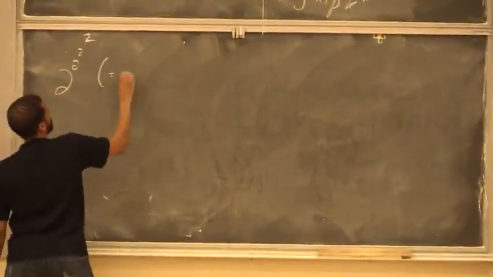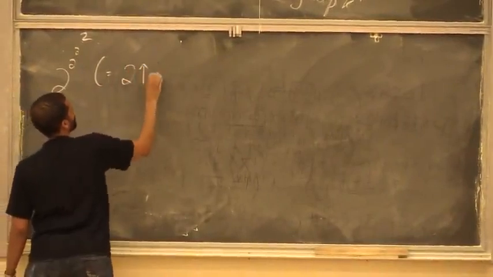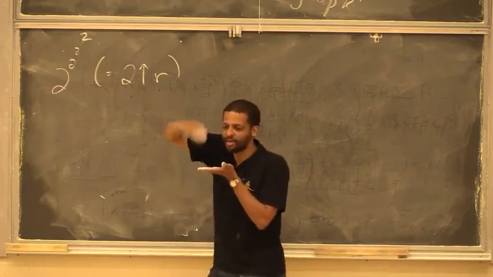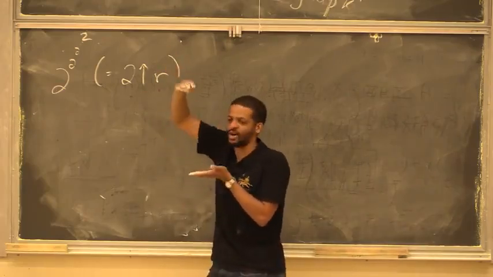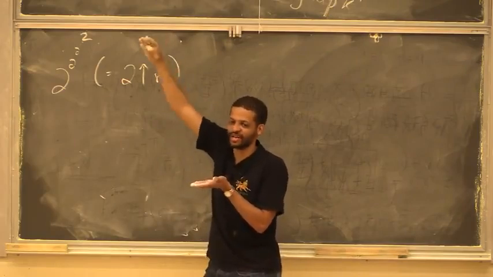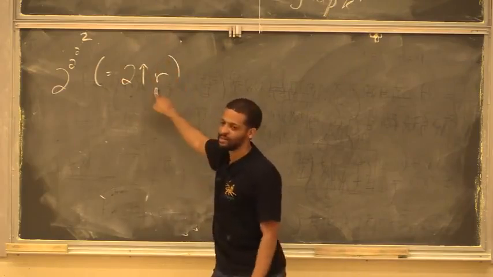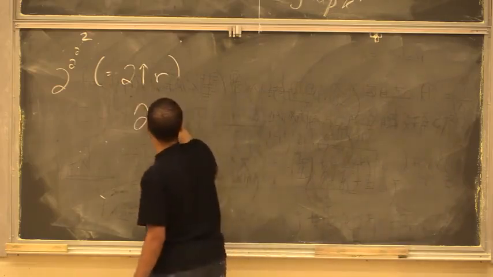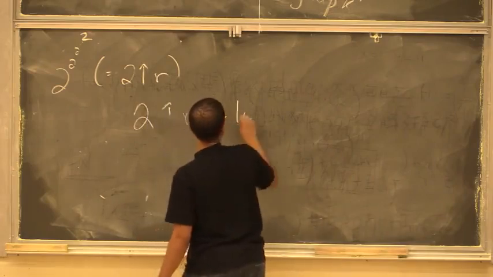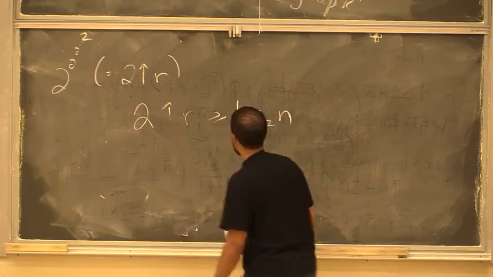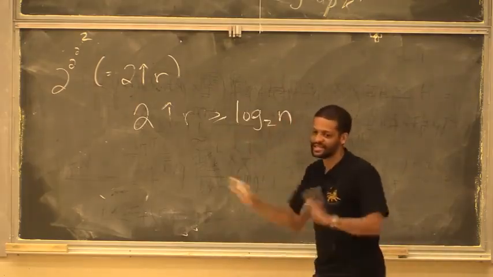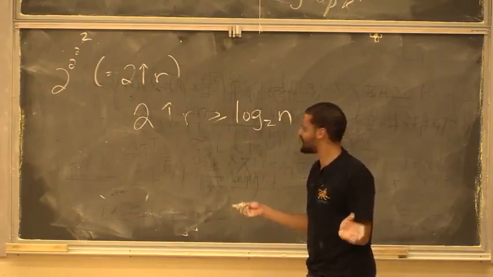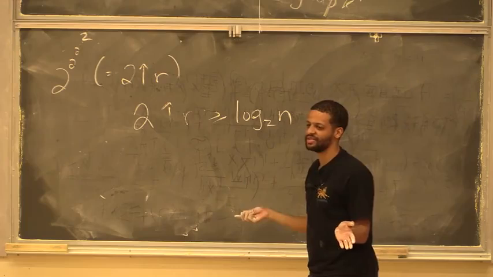This is, by the way, known as, let's say, 2 up arrow r. 2 up arrow r means a tower of exponentials of height r. So 2 to the 2 to the 2 to the 2 to the 2, r times. I'm done when this thing is at least log n: 2 up arrow r is bigger than or equal to log base 2 of n. If that happens, then that's the last group. But that's exactly the definition of log star.